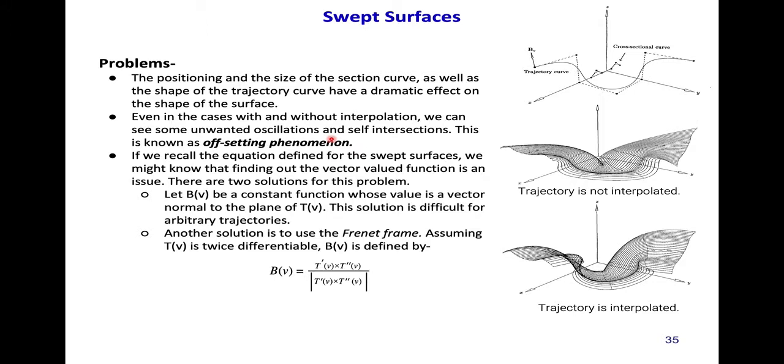So in the previous slides, I have explained that we are going to introduce a new term, that is a vector valued function b. So how are we going to compute that vector valued function? There are two solutions. The first one is taking it as a constant function, but it becomes a disadvantage for arbitrary trajectory curves. So another solution is to use the Frenet frame. So this Frenet frame defines the vector value functions as below, this one. So as you can see, the denominator can cause an issue.